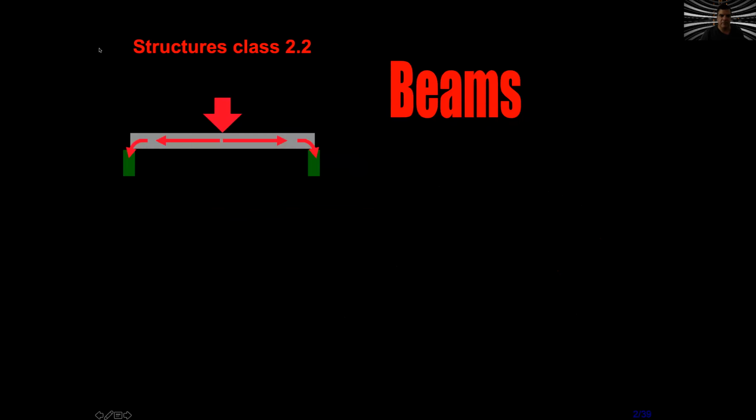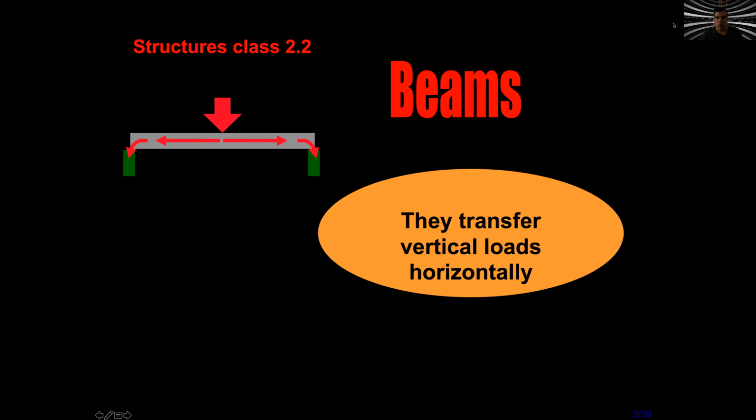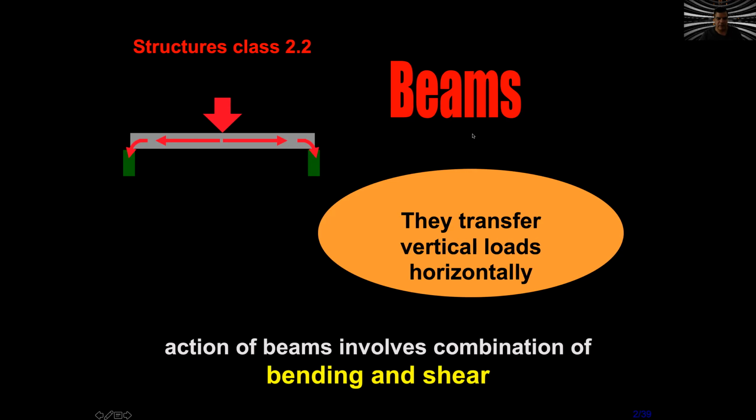This is the beam class, and we will study all the theory that we need to know to do especially diagrams of moments and also diagrams of shear. What is a beam? A beam is an element that transfers vertical loads horizontally. And the idea is that all the forces will be transferred directly to the base of the building. Normally, a beam involves bending and shear.